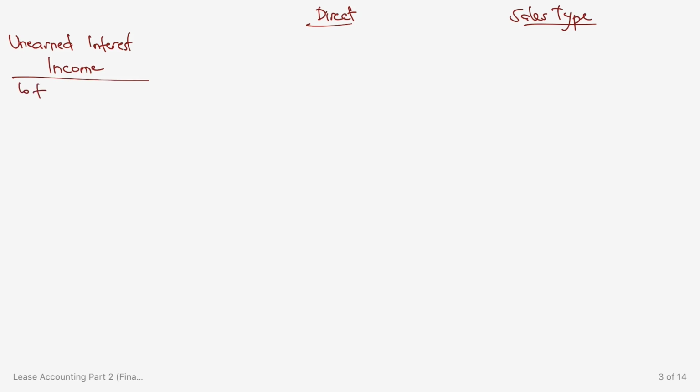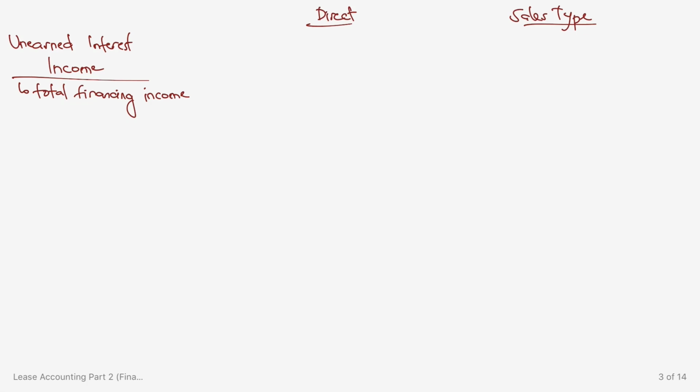Unearned interest income is the total financing income that will be recognized over the lease term. Maliwanag ba? But not necessarily na on year 1, i-recognize mo na yun ng buo. Over the lease term po yan i-recognize.